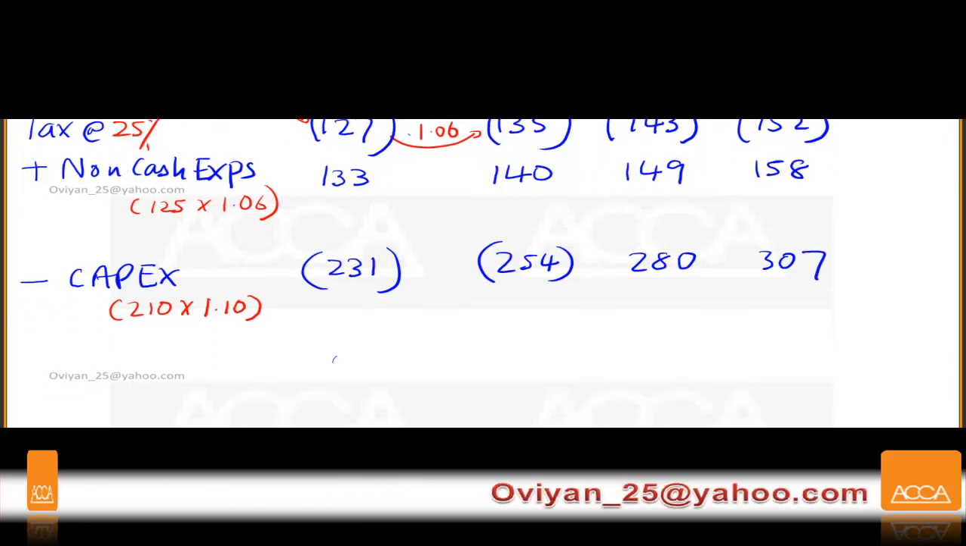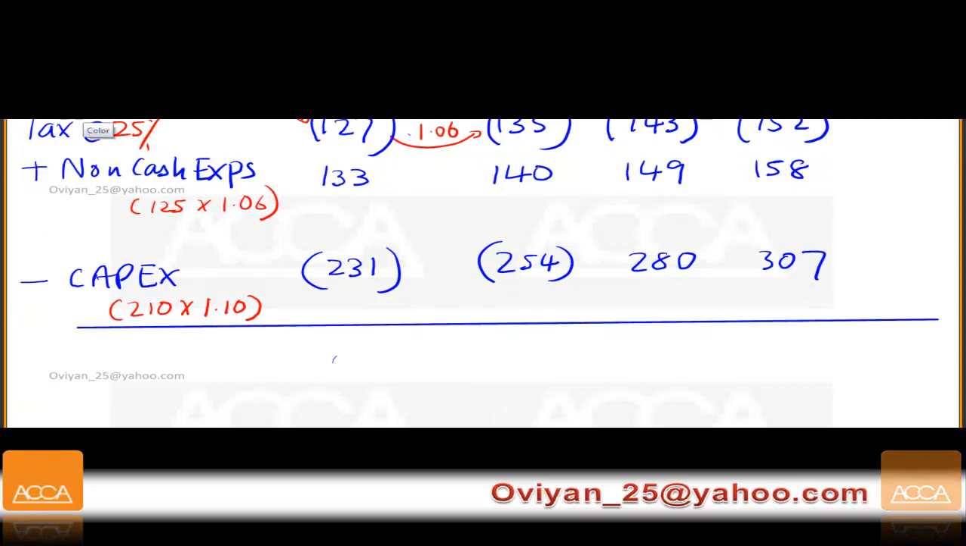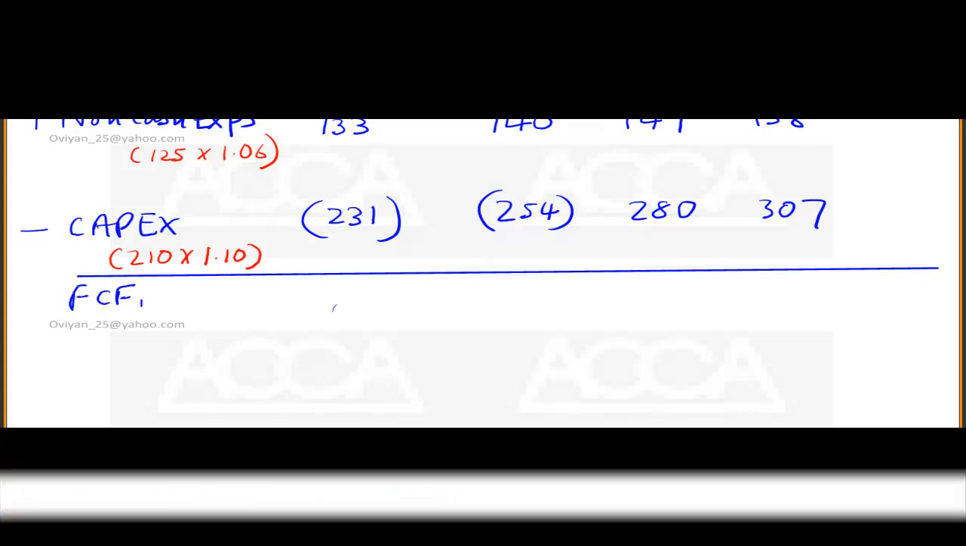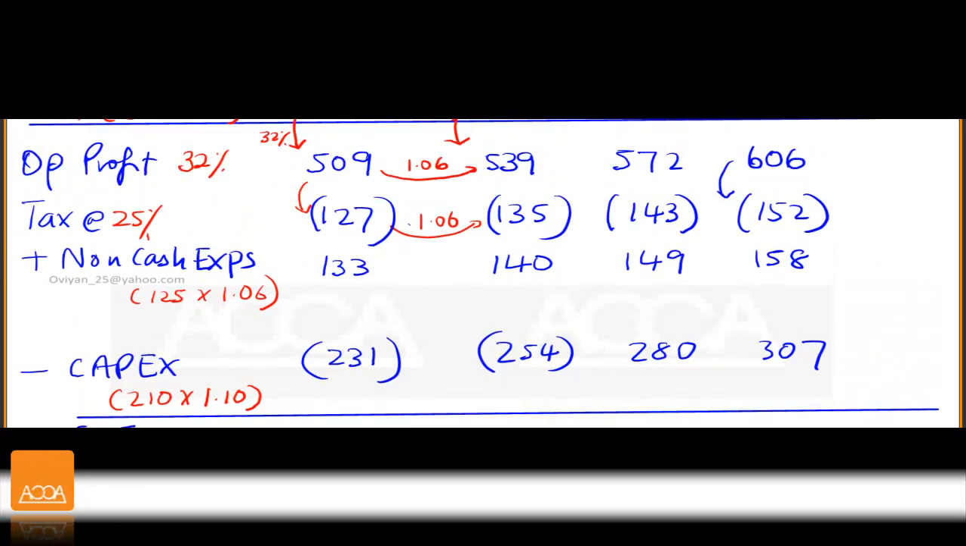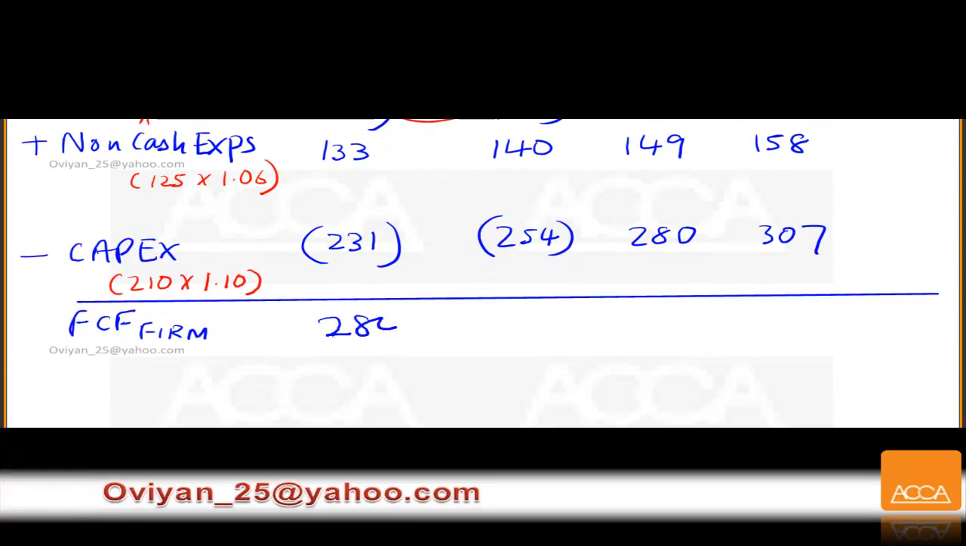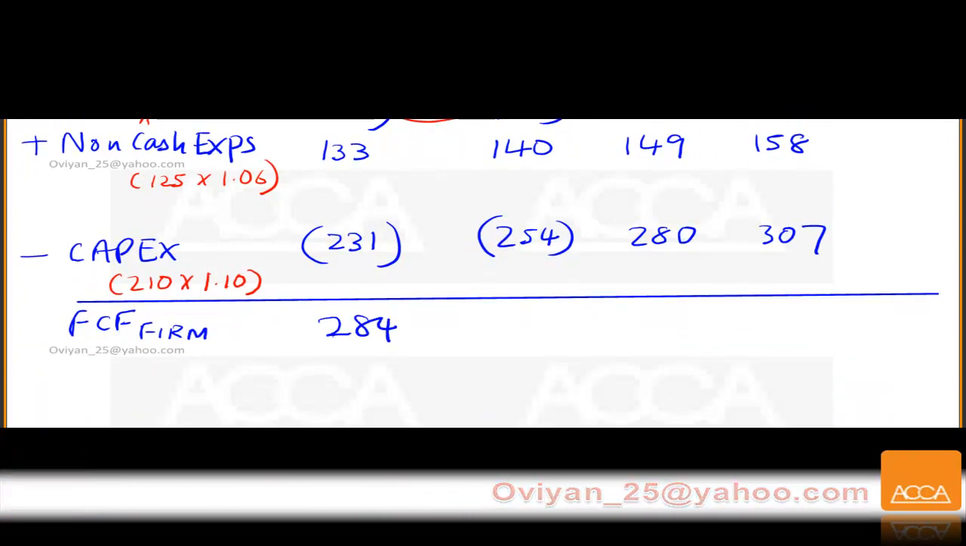Now there you go, and we are ready to find the valuation for the first 4 years only. Free cash flow to the firm. Start with operating profit 509, take away 127, plus 133, take away 231. It's going to give you 284. Okay, pause the video and fill up the rest.